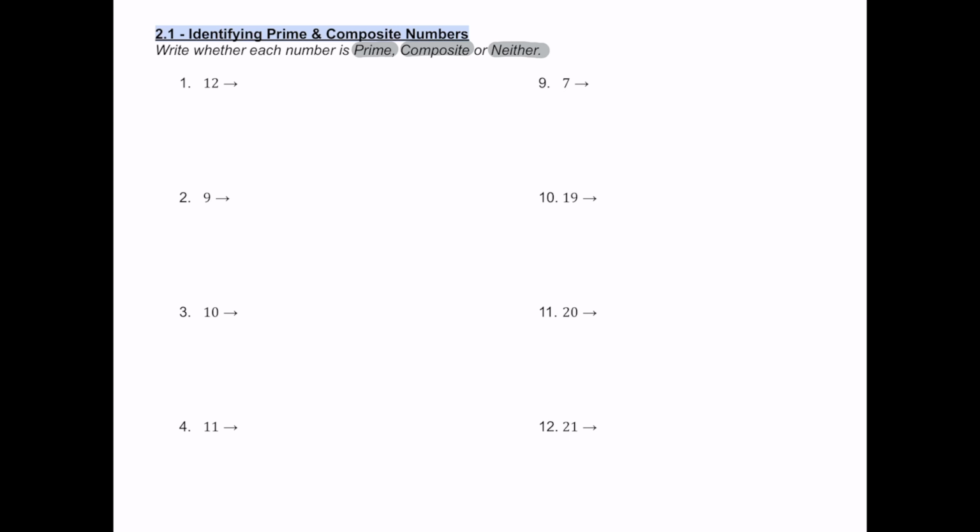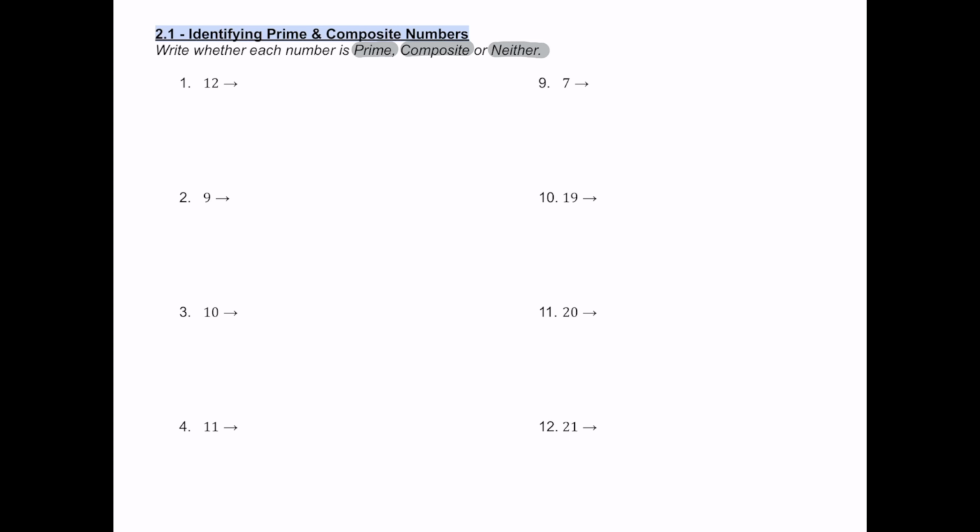The reason why the number 1 can't be prime or composite is because it only has one factor, and the reason why 0 can't be prime or composite is because it has infinite factors. For each of these examples, I'm going to prove whether these are prime or composite or neither.